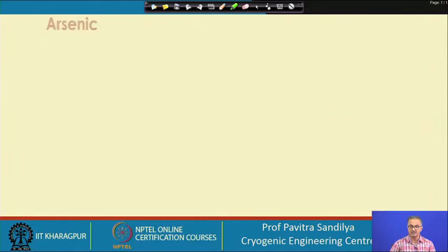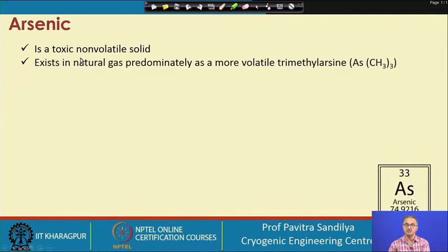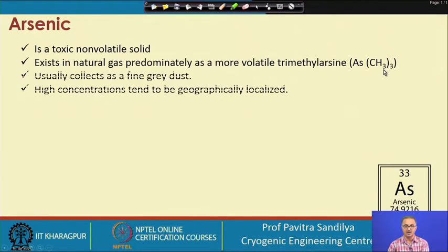Next we come to arsenic. We know that arsenic pollution in the water at various areas is very critical. Similarly, arsenic is also there in natural gas. It is a toxic non-volatile solid, which means it will tend to stay in the sludge. It will not vaporize along with the natural gas, and it exists in natural gas predominantly as the more volatile trimethyl arsine. This is the formula of the trimethyl arsine.